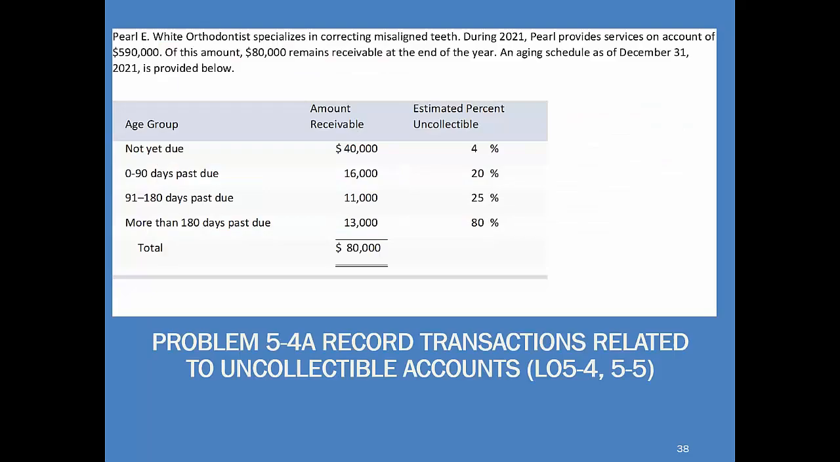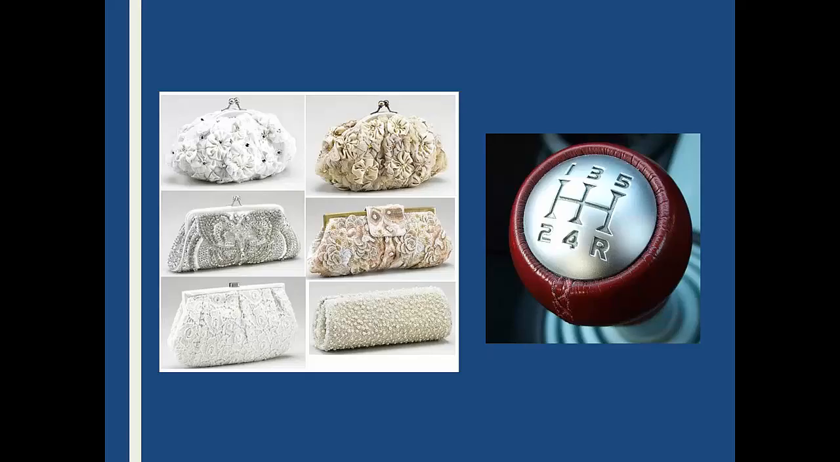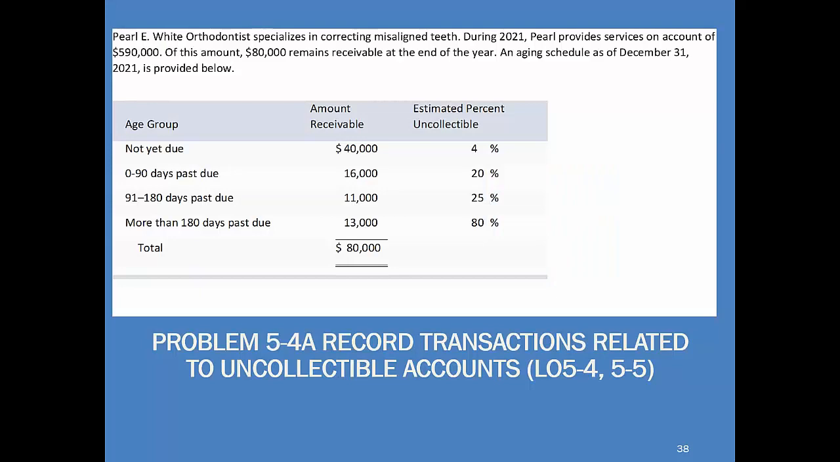All right, this one is problem 5-4, recording transactions related to the uncollectible account. You can get busy on those, and I'll actually put another slide in here with the answers to my version, and then you can practice. But this is the aging, where they say 4% of that amount would be uncollected, then you're going to add that to 20% of that amount plus 25% of that amount, 80% of that amount, and add that total up.